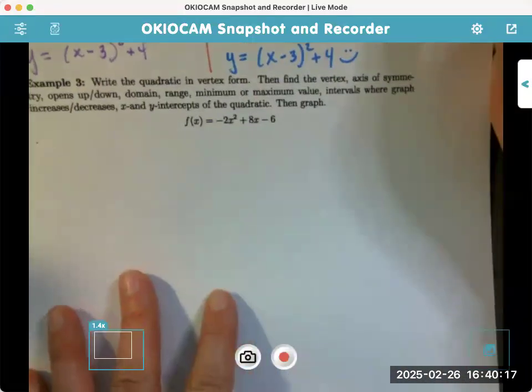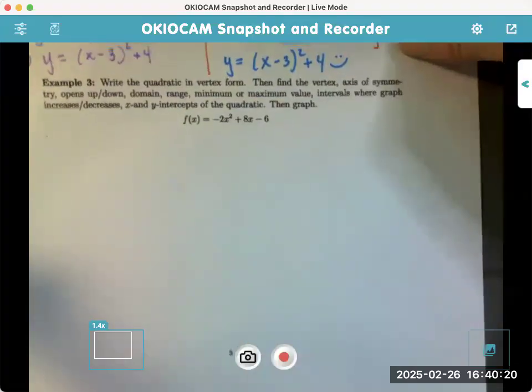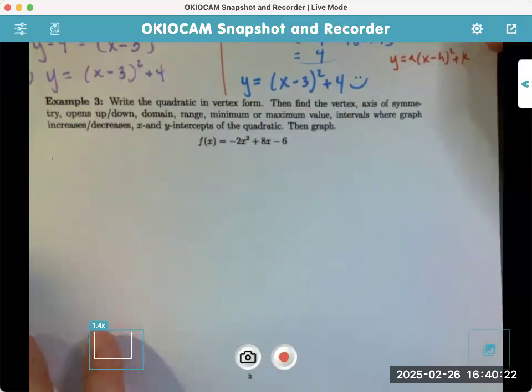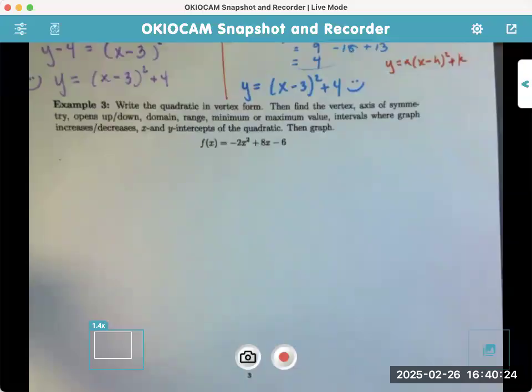Okay, so for number 3, I want you to pause the video and do it all on your own in a hot second, but you're going to do the whole kit and caboodle. You're going to write the quadratic in vertex form, find the vertex, axis of symmetry, open up or down, domain, range, min or max, and then the intervals where we increase and decrease, the y and x intercepts, and then graph it.